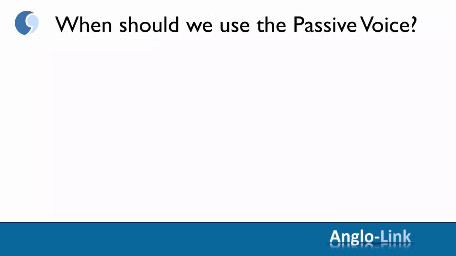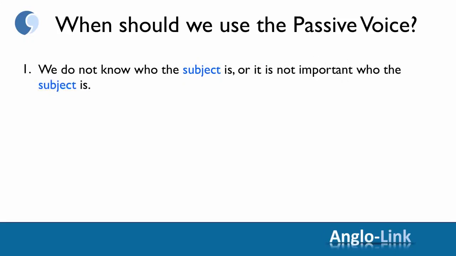Right, let's have a look at when we should use the passive voice. There are two main cases. Firstly, when we do not know who the subject is, or it's not important who the subject is. For example, somebody cleaned the room. The room was cleaned.